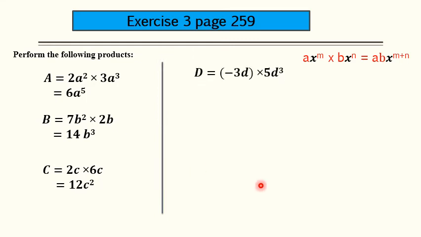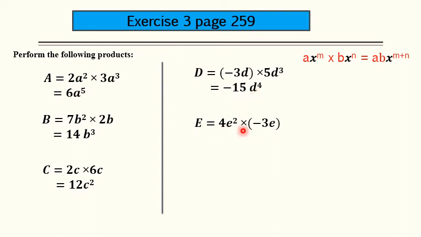D equals minus 3d times 5d to the power 3. Let's multiply. Minus 3 times 5, so it's minus 15. D times d power 3, it's d to the power 4. I'm adding the exponents. Here we have d power 1 and d power 3. 1 plus 3 is 4, so it's d to the power 4.